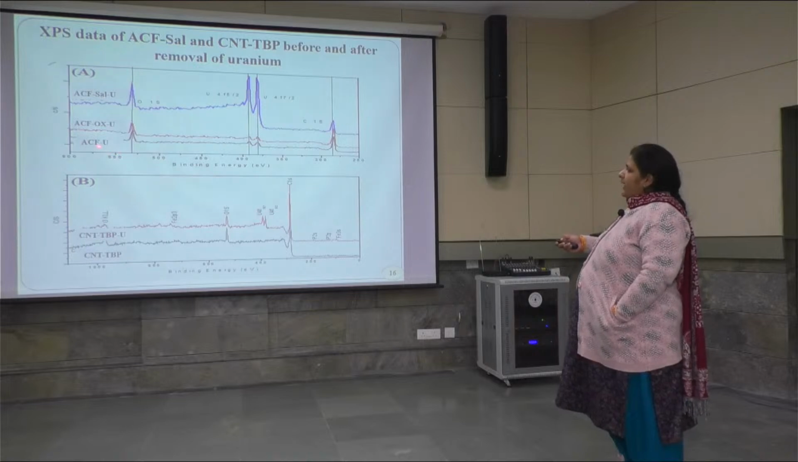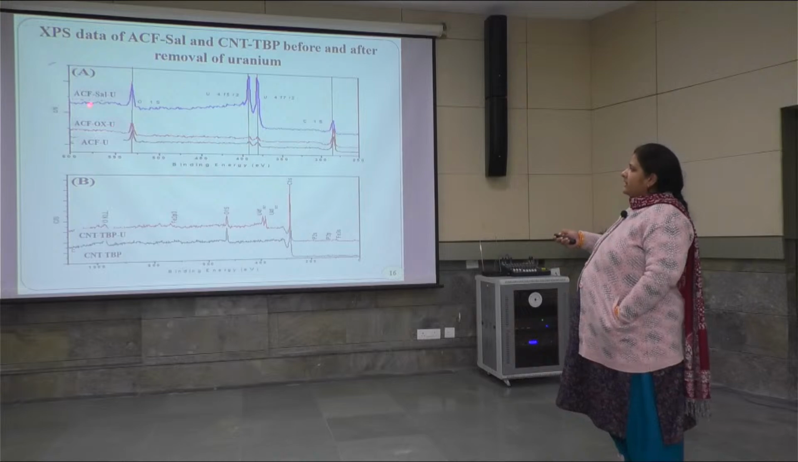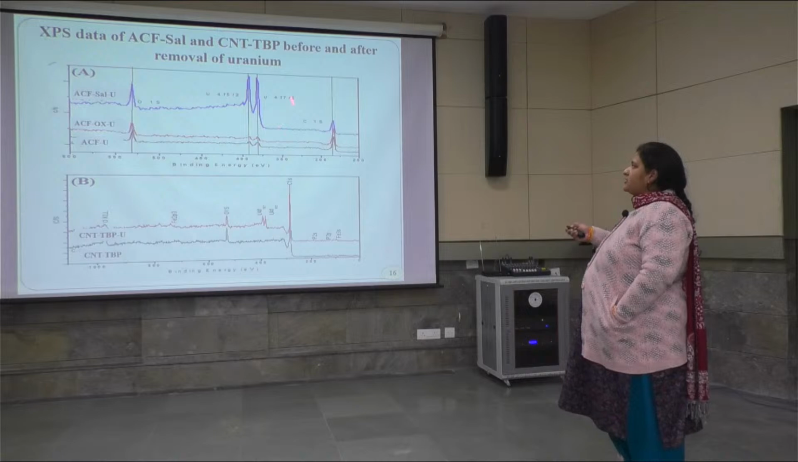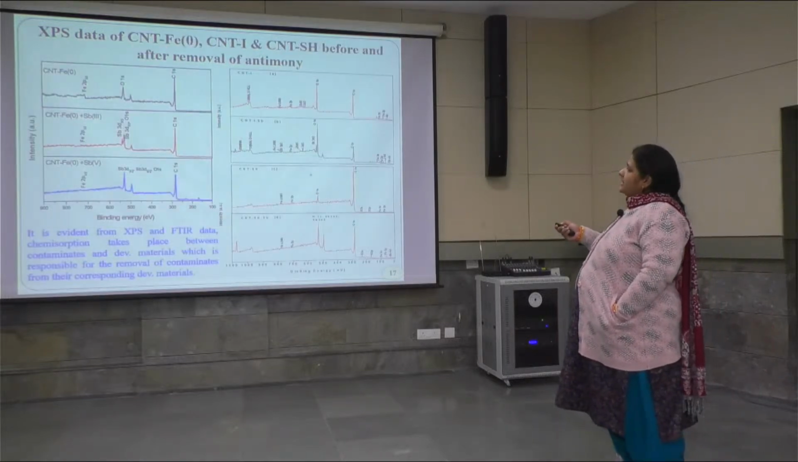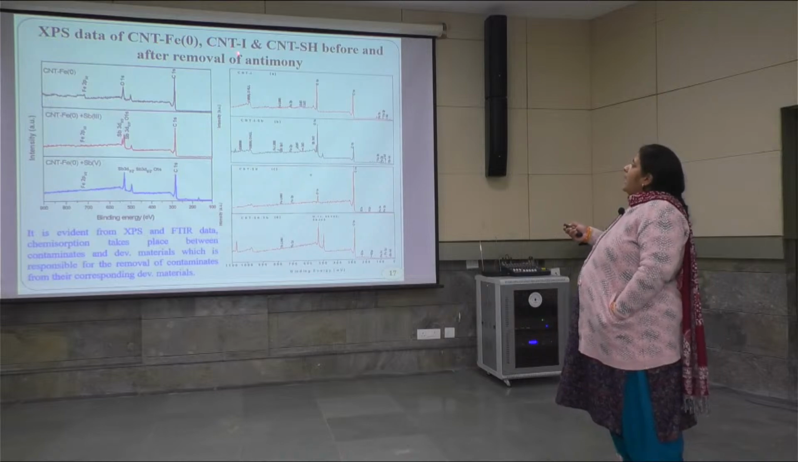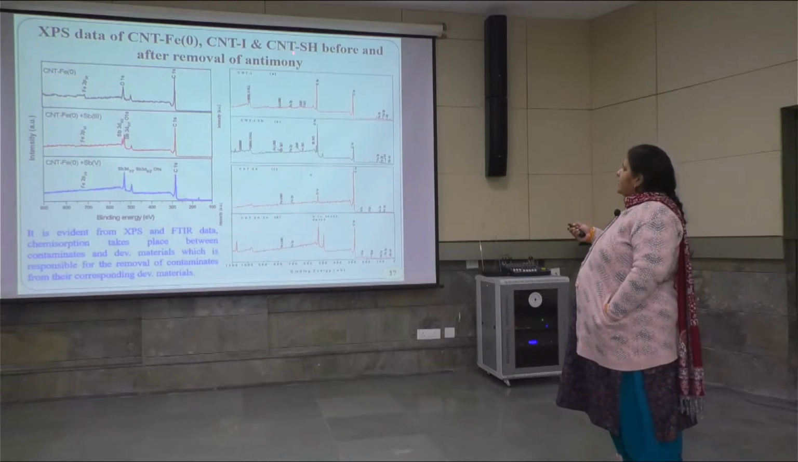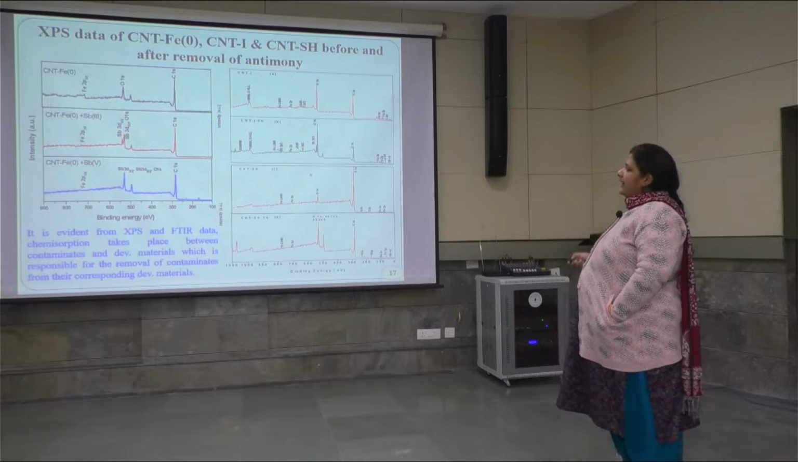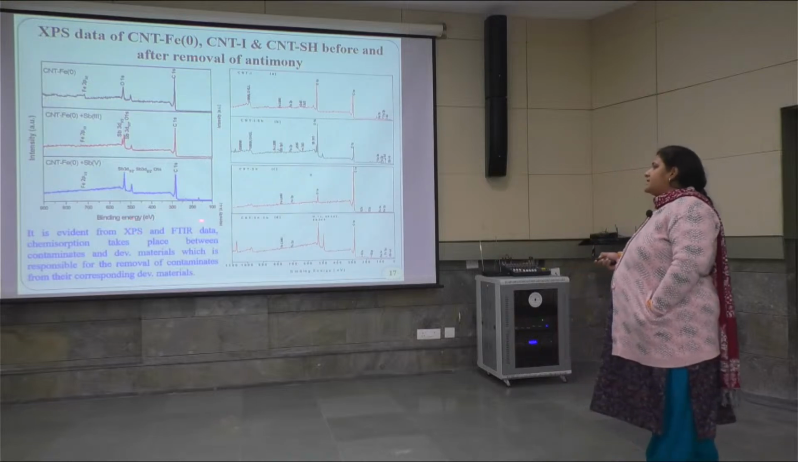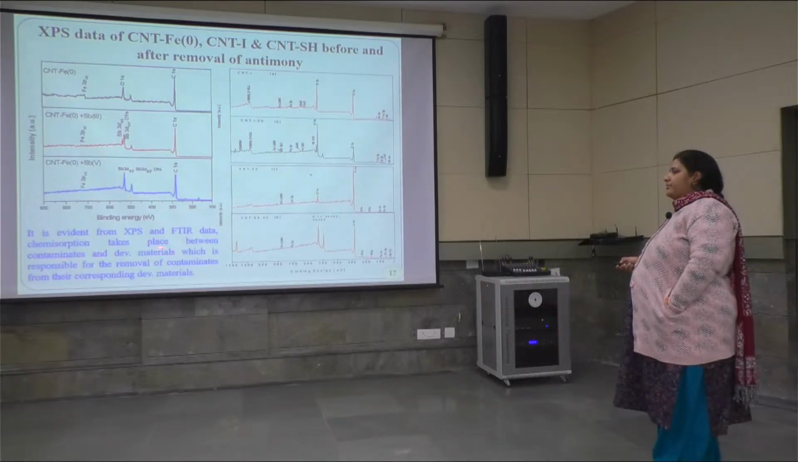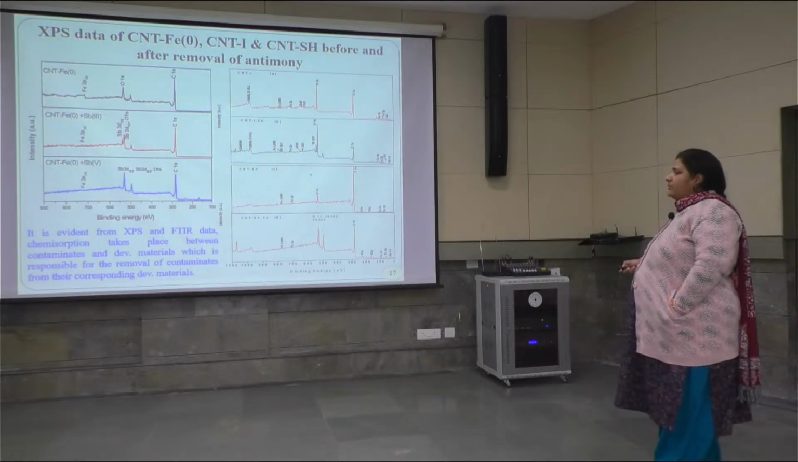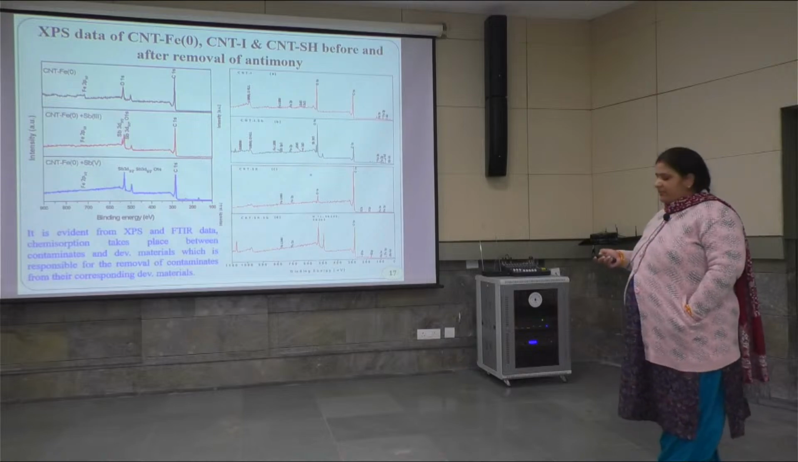This is plain uranium activated carbon fiber. This is oxidized activated carbon fiber doped with uranium, and this is cellophane oxidized activated carbon fiber doped with uranium, which gets high peaks of uranium. This is the experimental data of zero valent iron decorated carbon nanotube, iodide functionalized carbon nanotube, and thio functionalized carbon nanotube before and after removal of antimony. It is evident from the XPS and FTIR data that chemical adsorption takes place between contaminants and developed materials, which is responsible for the removal of contaminants.